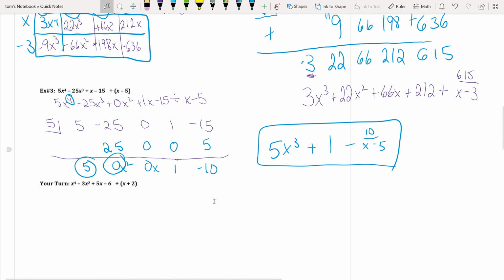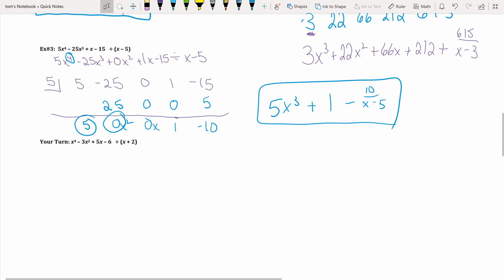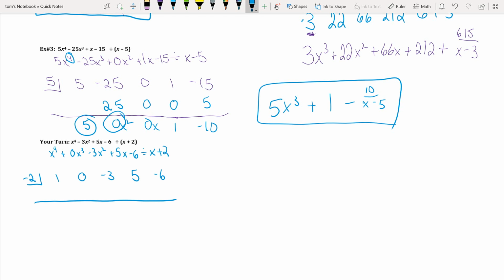Pause the video and try your turn number 4. I'm going to put the answer up in about 8 seconds. There's the basic setup. And there's the numbers I got. So it should be 1x to the 3rd minus 2x to the 2nd plus 1x plus 3 with the remainder of negative 12.